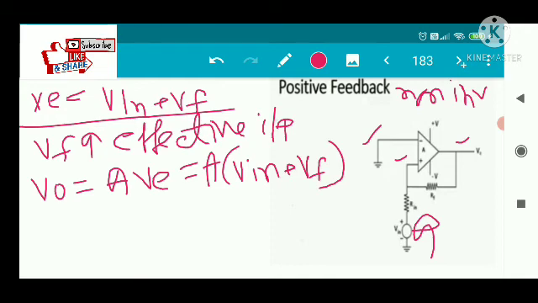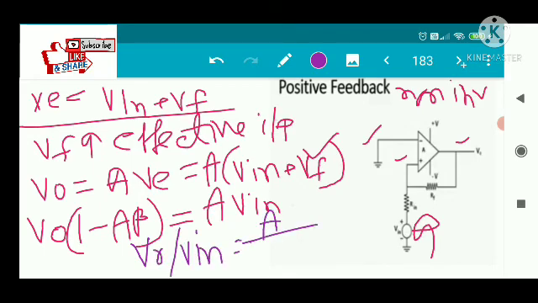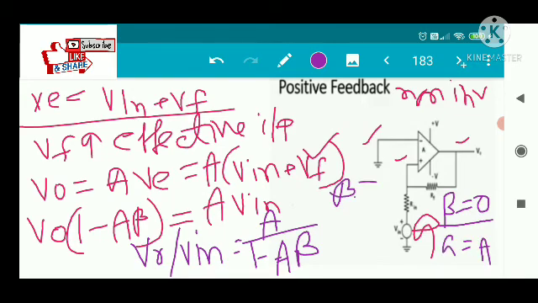Okay, so Vf equal to beta V0, all of you know that. So if you just put Vf equal to beta V0, then V0 (1 minus A beta) equal to A into V in. So V0 by V in is nothing but A divided by 1 minus A beta. Now if your beta in this case equal to 0, then there is no feedback path, so gain equal to A. Now your beta is not equal to 0.